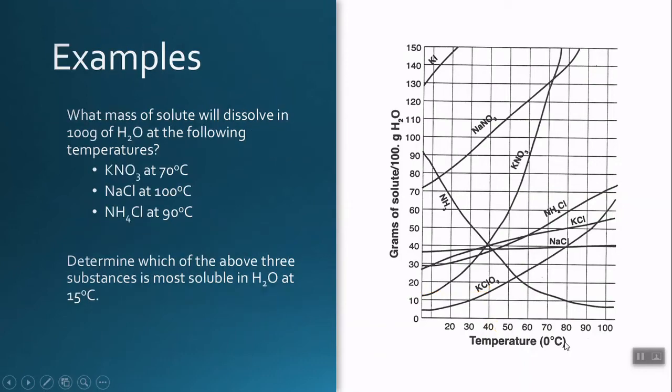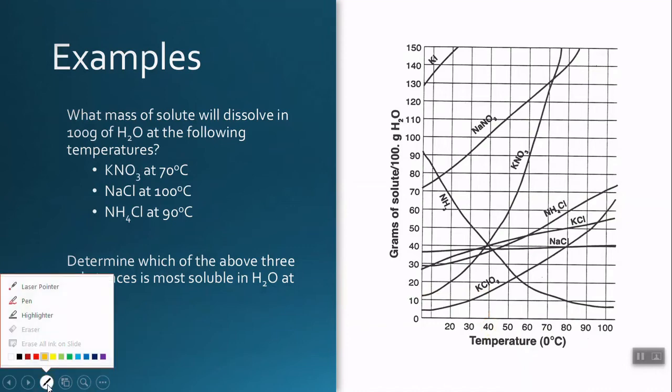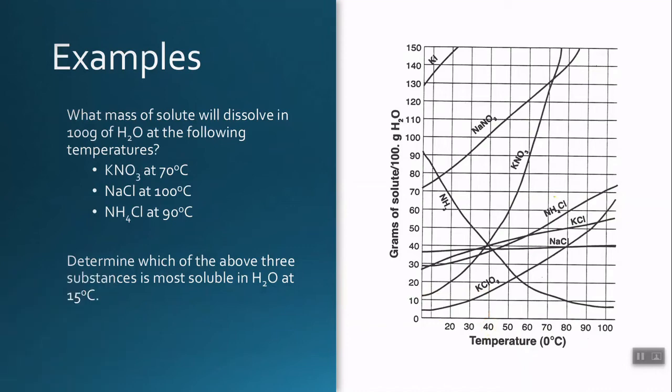So let's take a look at some examples. What mass of solute will dissolve in 100 grams of water at the following temperatures? So for potassium nitrate, at 70 degrees, we want to find potassium nitrate, so here it is. And at 70 degrees, it's down here, and you want to take it up on the graph until you hit the curve, and then you take it along the Y as straight as you can, and that's about probably 125 grams. You do the same thing for sodium chloride, except this time I'm asking at 100 degrees. So here's sodium chloride at 100 degrees Celsius, and you take it up, and that's about 40 grams.